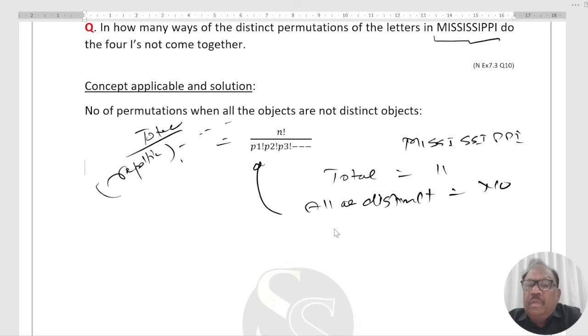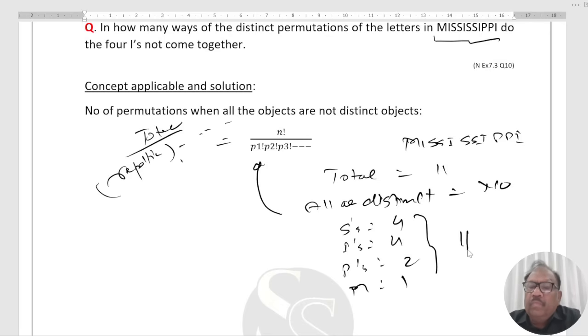How many S are there? S are 4. I's are 1, 2, 3, 4. Any other repetition? Double S, double P. P is 2, or M is 1. Total over 11.